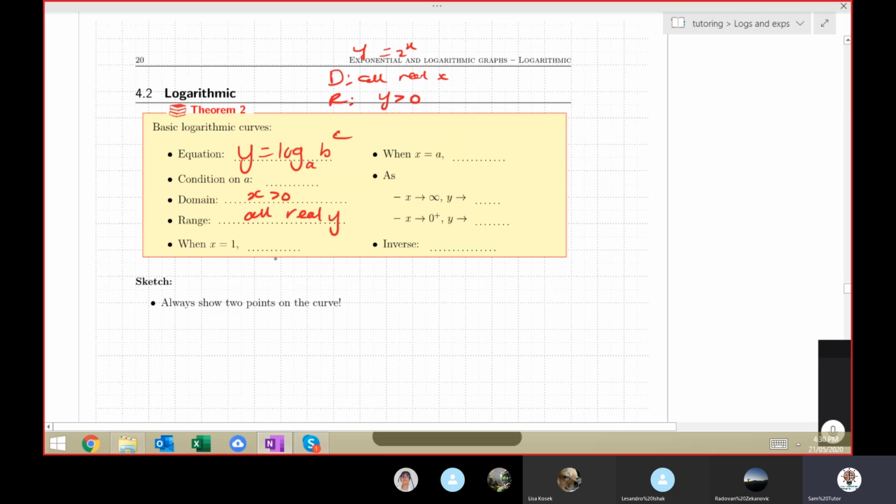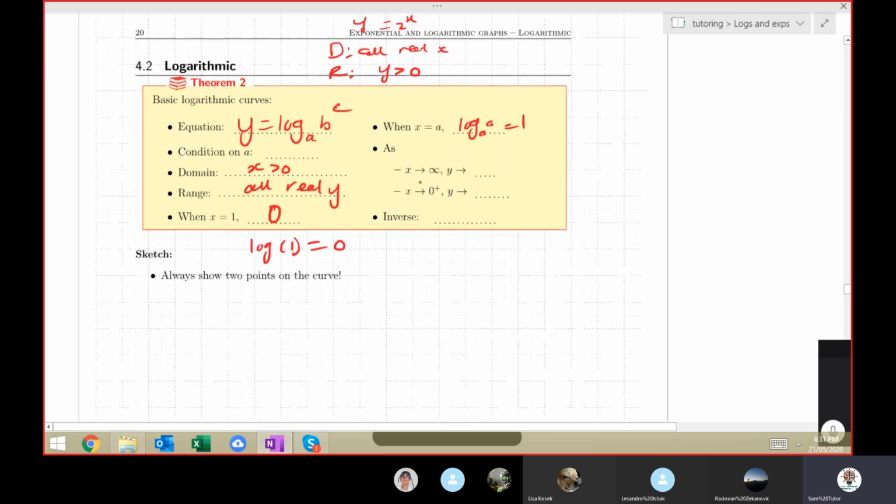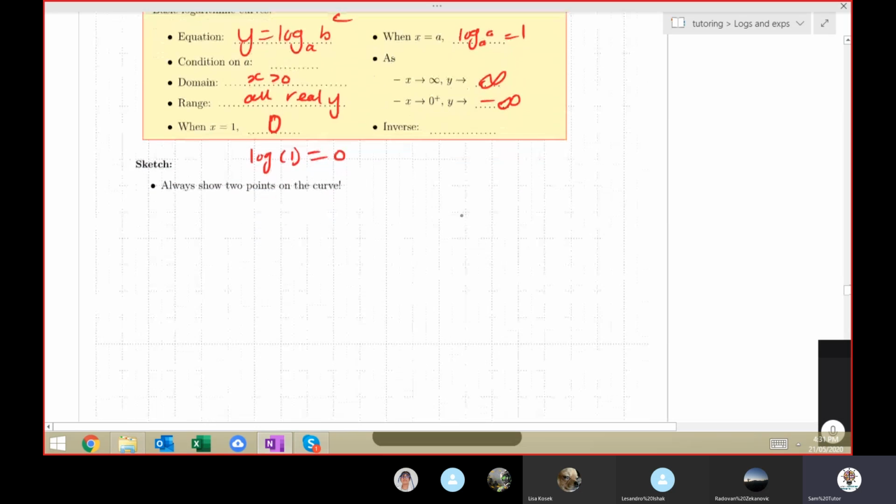And then when x equals 1, log of 1 equals 0. When x equals a, if these two are both a's, then we realized from last week, you get log of a. This is not really that helpful. And same thing, when x approaches infinity, y approaches infinity. When x is approaching 0, y approaches negative infinity. And you'll just see that from the graph.